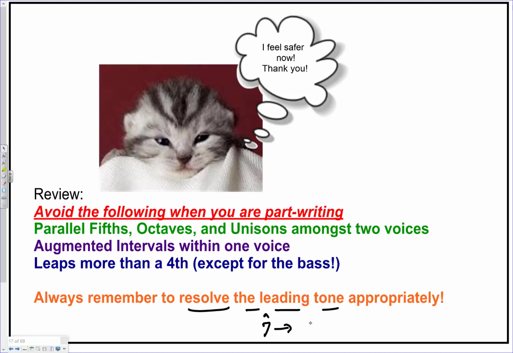It would be great to go from 7 to 1. Another way would be going from 7 to 5 occasionally. And the one we want to avoid is having the leading tone, Ti, going to Mi.